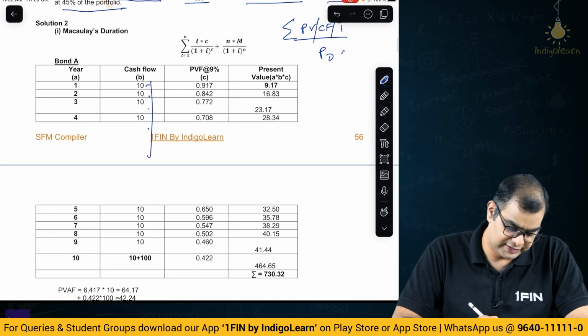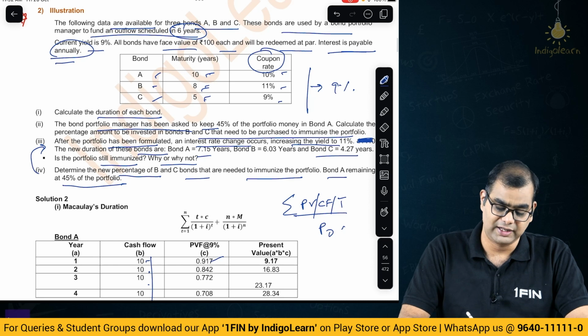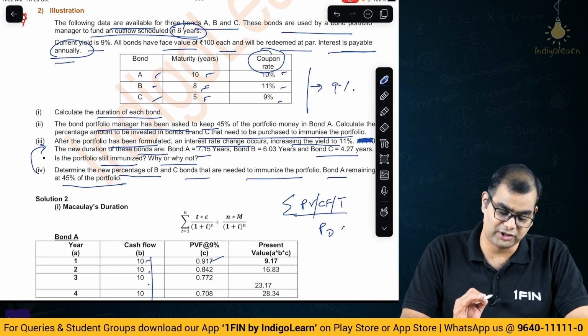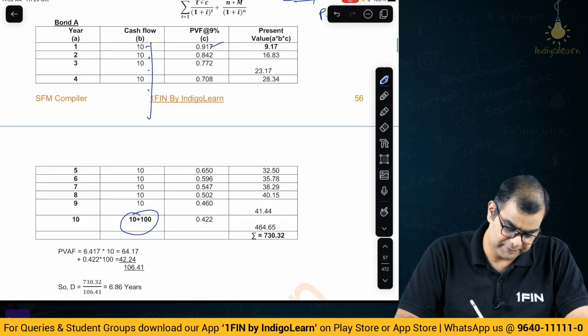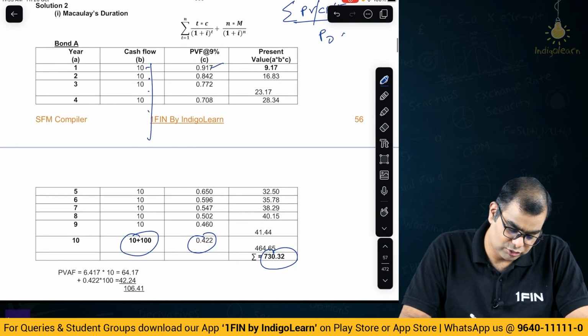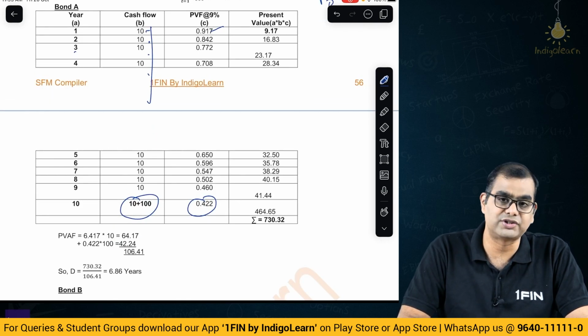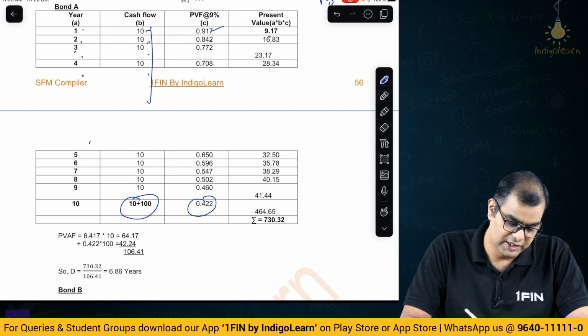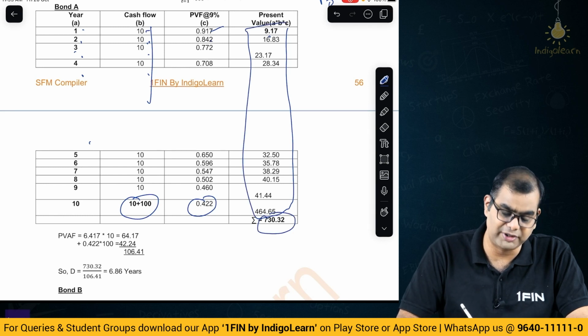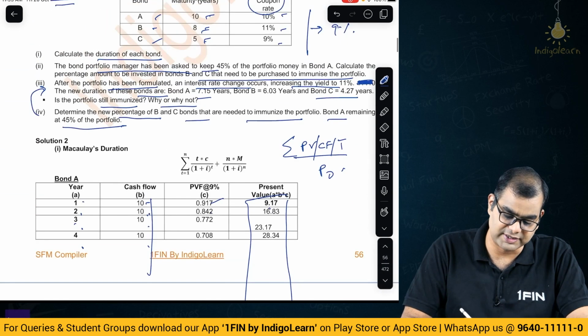So every year you have 10 and the last year you have 110. You find out the present value at the current yield, which is 9%. The coupon rate is just for computing the coupon value. So you get the present value. Duration is present value, cash flow into time. So you multiply these two numbers, which is cash flow into present value factor. You also multiply with time, which is 1, 2, 3, 4, 5. Then you get this column. Whatever is in this last column, you sum it up, and you get 730 as a value.